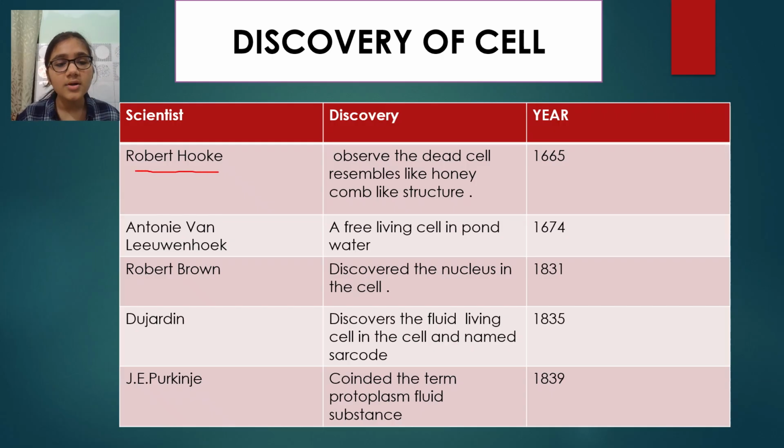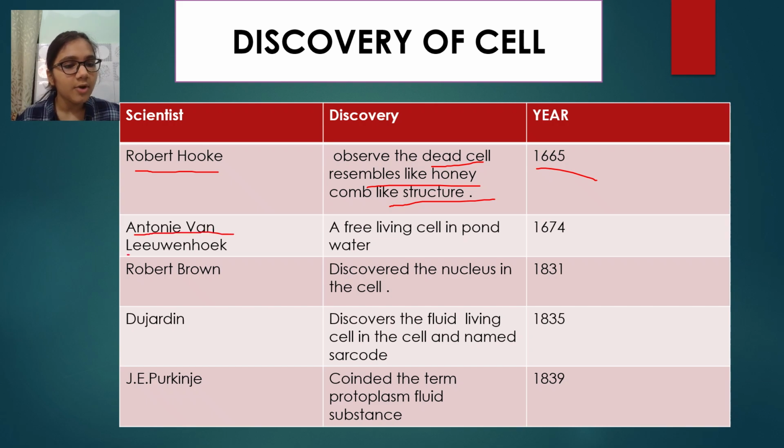Robert Hooke. Robert Hooke, in the year 1665, observed a dead cell which resembles a honeycomb-like structure. It was a plant cell and it was dead. Here the information is not written, but I am going to give it to you: he observed it with his primitive microscope, and he wrote all that he observed in his work Micrographia.